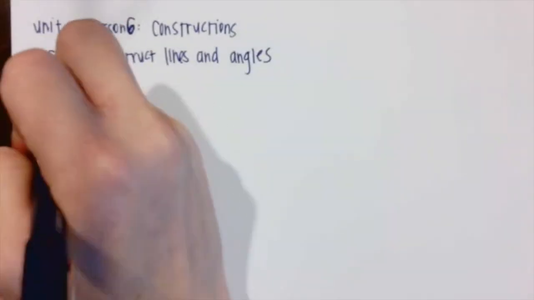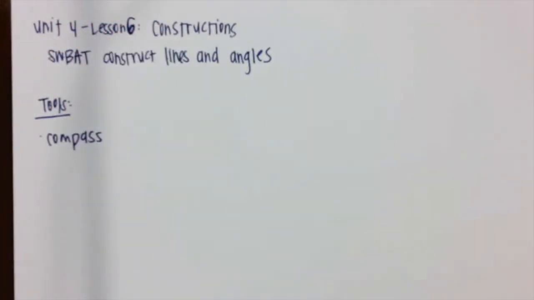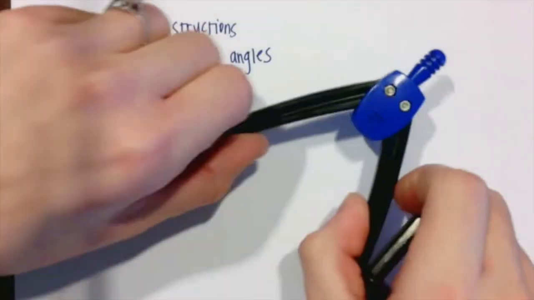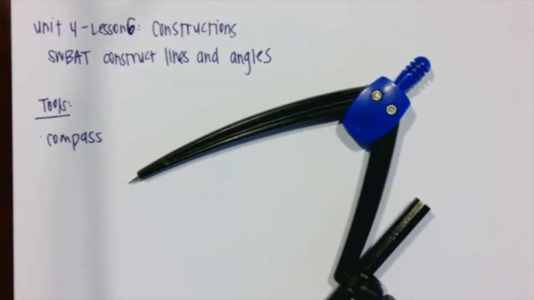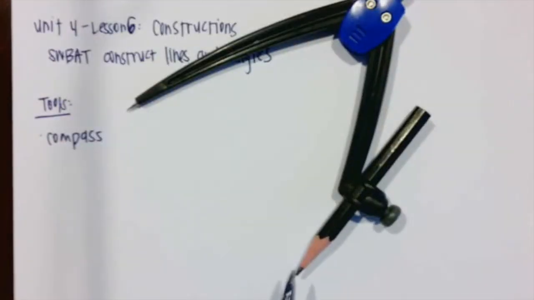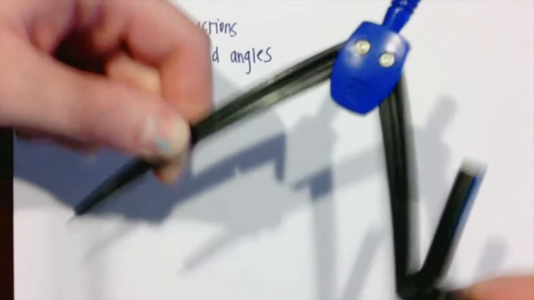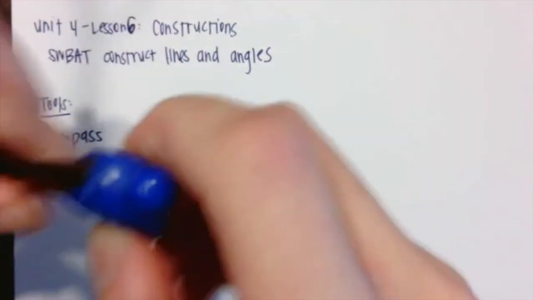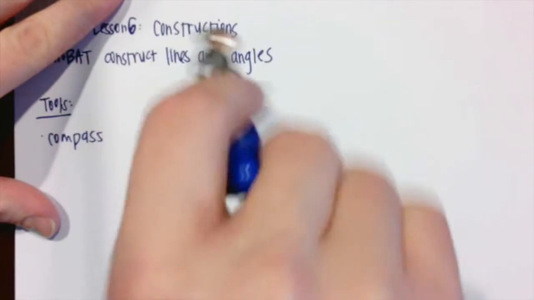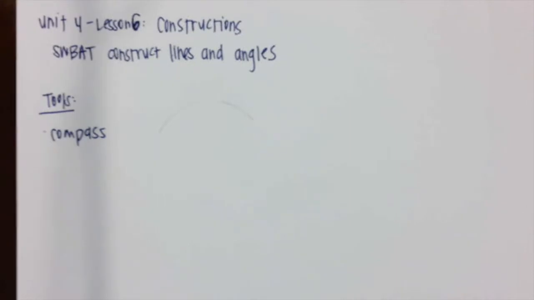Our first tool is a compass. And you've all probably seen a compass before. It looks like this. So a compass has a pointy edge, and then it has a pencil over here. And then you're able to adjust the angle at which it's open. So compasses are used to draw circles or to make constructions, which is what we're going to be doing today.